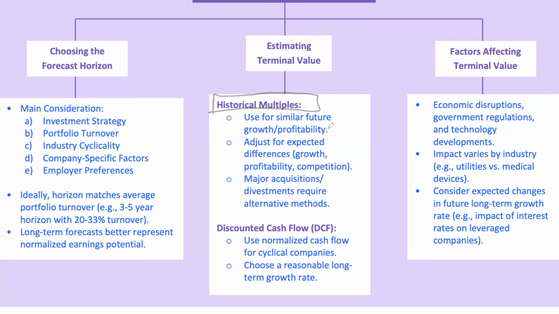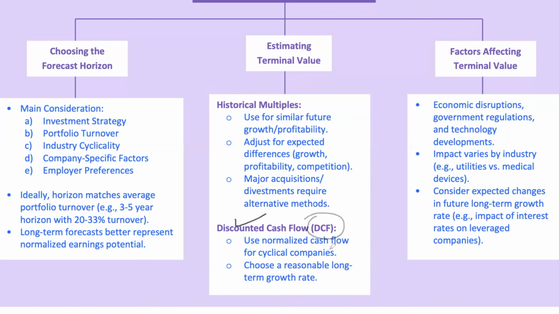Historical multiples-based approach assumes that the future growth and profitability of the company will mirror its past. But if the future isn't looking like the past, maybe because of a major acquisition, new regulations, or changing market dynamics, you need to adjust your multiple. If you're evaluating a company that's about to face increased competition due to deregulation, its future profitability might be lower than in the past. In such cases, you'd apply a discount to the historical multiple to reflect this risk.